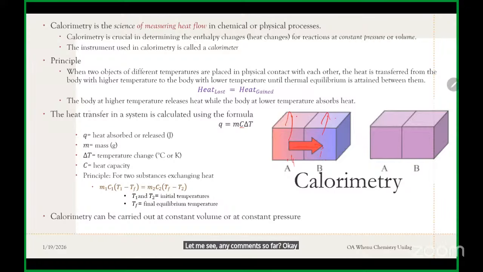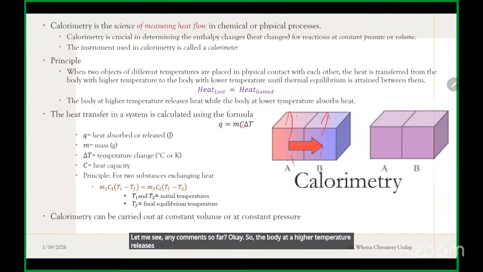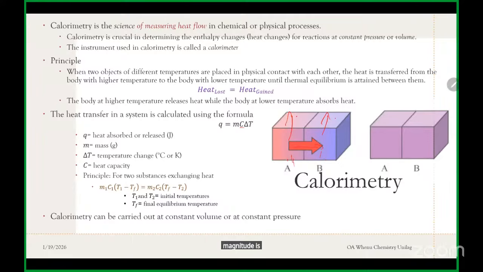Okay. So the body at a higher temperature releases heat, while the one at a lower temperature gains heat, and the magnitude is equal, just in opposite sign. The heat transfer is calculated by this equation. We already know what Q is. Q is the heat absorbed or heat released, depending on the object that you are looking at. m is the mass, and it's usually in grams, but it's good to convert it to kilograms. C is heat capacity, which we'll look at in the next slide in a moment. And delta T is the change in temperature.